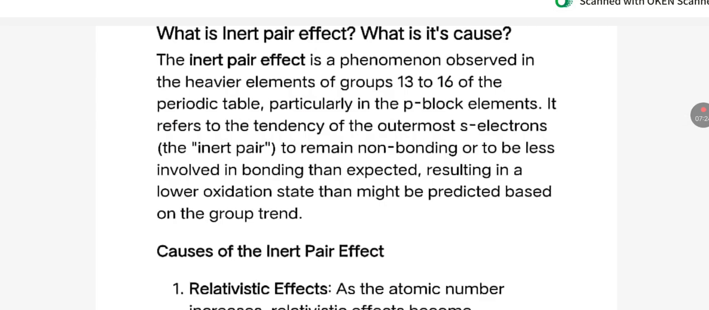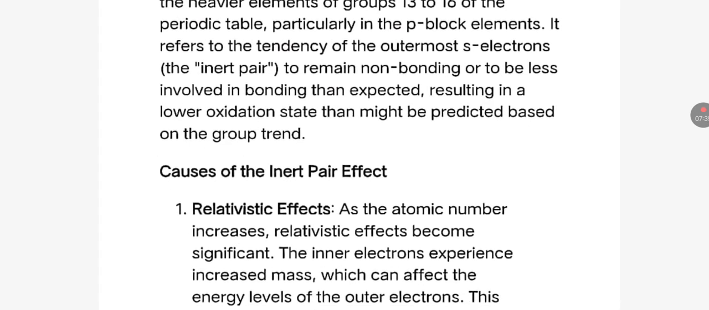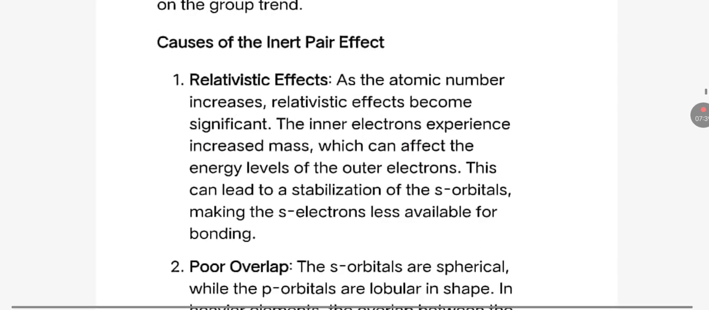What is the inert pair effect? The inert pair effect is a phenomenon observed in heavier elements of the periodic table, particularly p block elements. It refers to the tendency of the outermost s electrons to remain non-bonding or to be less involved in bonding. What are the causes of the inert pair effect?